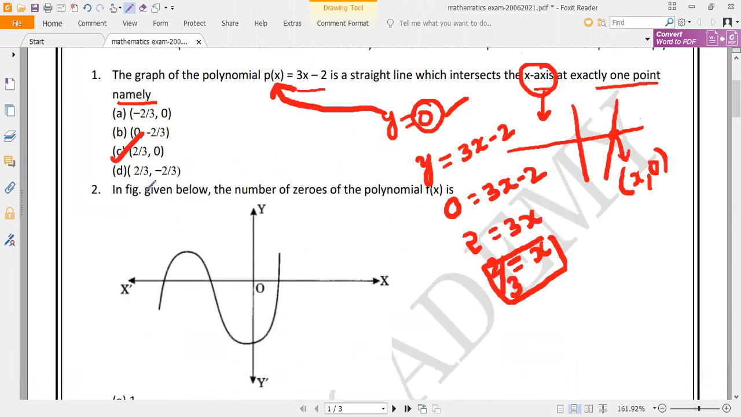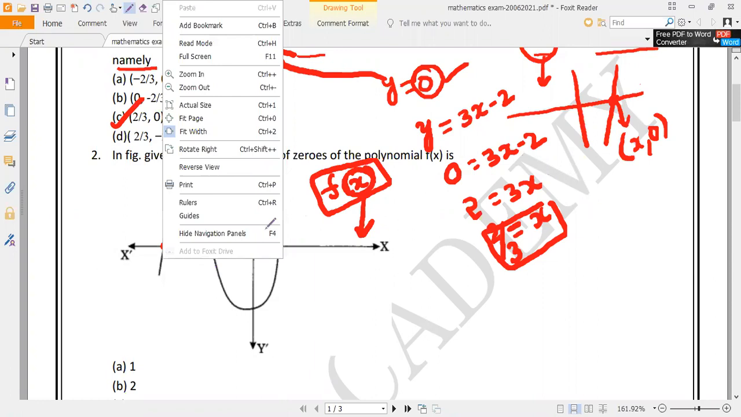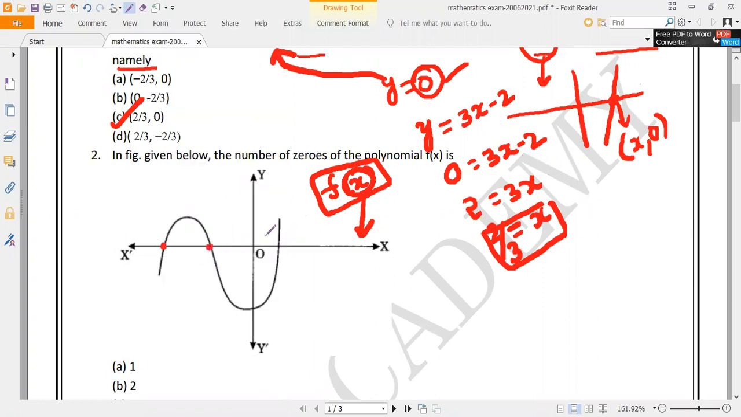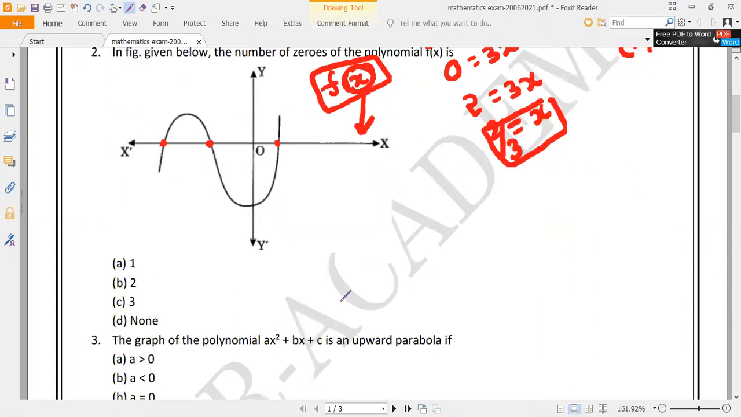Okay, second question. All of you read the second question. Find the number of zeros of the polynomial. See this function f of x. The number of points where the graph touches the x-axis are called the number of zeros. Here 3 times, correct? This graph touches the x-axis at 3 points. So the number of zeros is 3. Option C is correct.